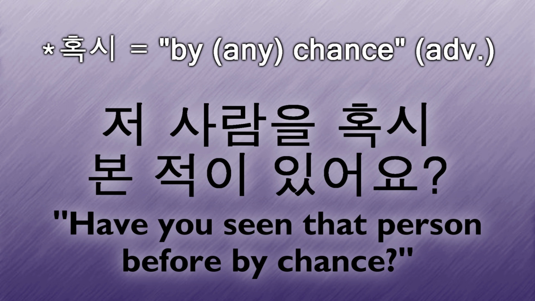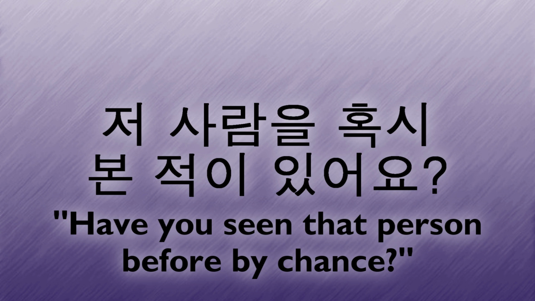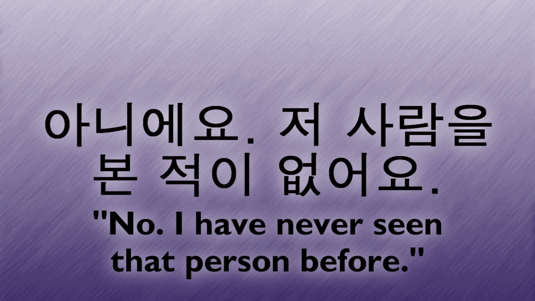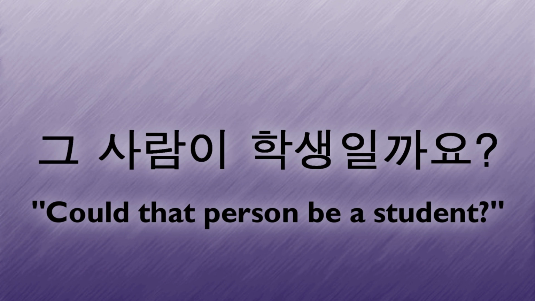However, once the speaker thinks that the listener knows who or what he's talking about, the speaker can switch to 그. Here's what the next two sentences might look like. 아니요, 저 사람을 본 적이 없어요. No, I've never seen that person before. 그 사람이 학생일까요? Could that person be a student? Here we change to 그 because now the speaker thinks that the listener knows who or what he's talking about.